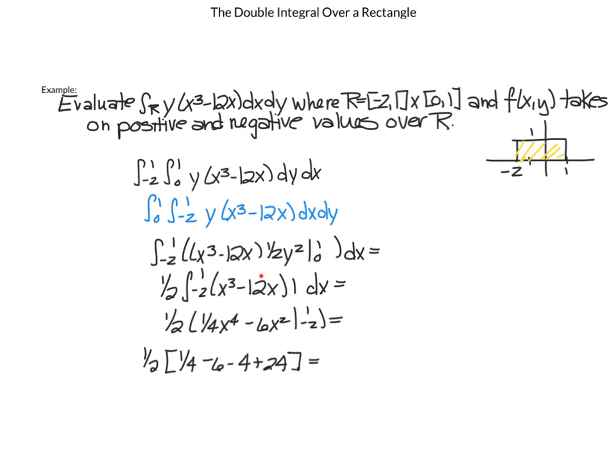So I finish my integral. I take the integral of x cubed minus 12x. I evaluate at 1 and -1, and I didn't finish doing the arithmetic, but there is my answer.